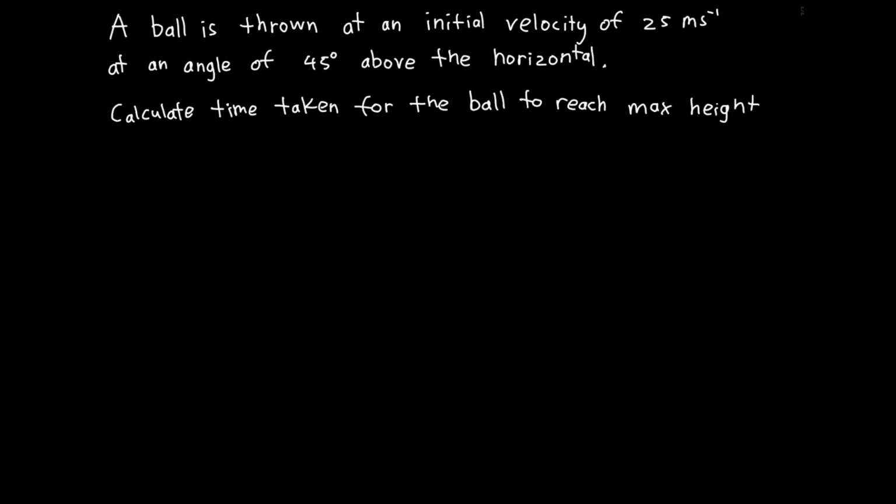So our first step is to write down what we are given. We have the initial velocity u, which is 25 meters per second. We also have the angle theta, which is 45 degrees. And we also have gravity, g, which is 9.81 meters per second squared. So this is step 1, write down what you're given.